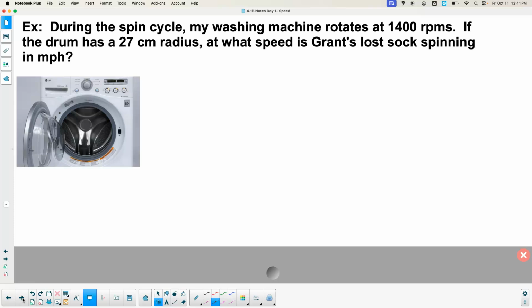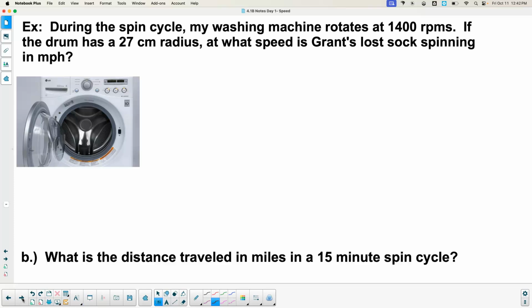You guys ever wondered how fast your laundry's going in the washing machine? Never. I have never wondered that. Or how far it goes? No. All right. I'm going to give you guys 9 minutes to answer those 2 questions.